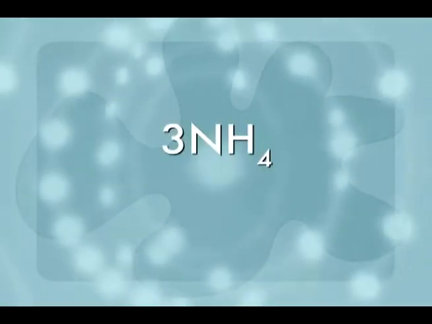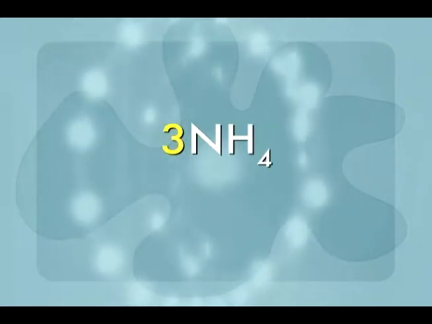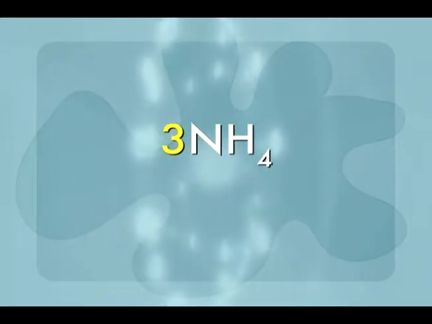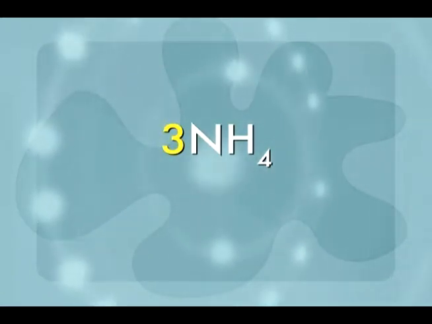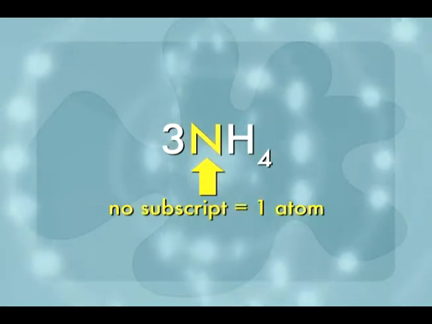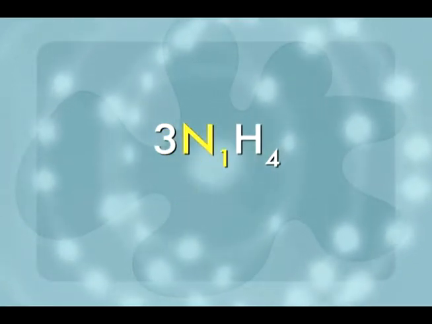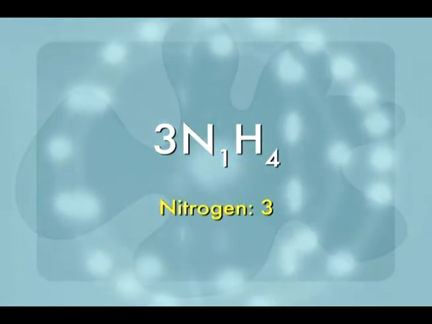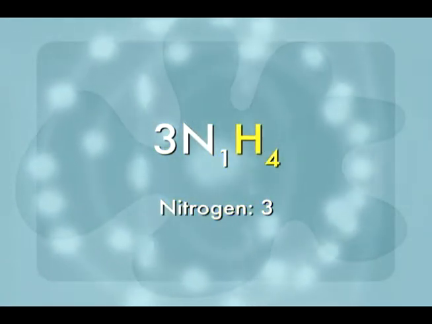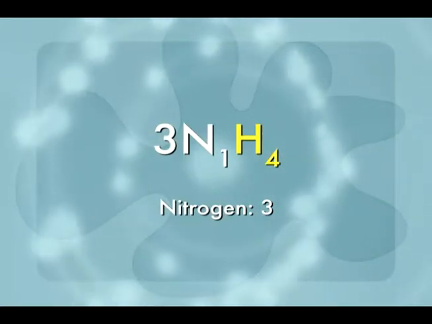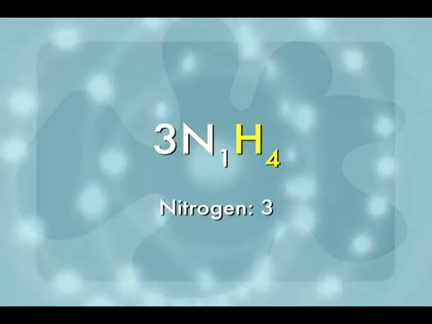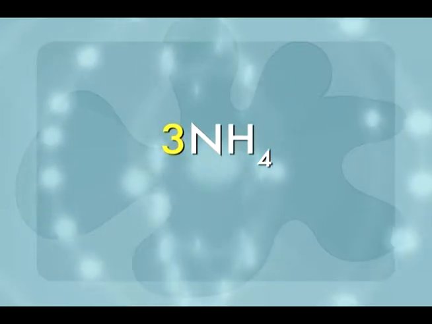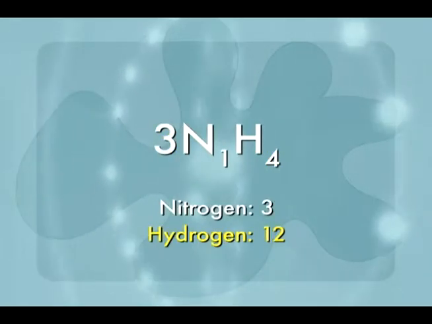Here we have 3 molecules of NH4. We know because of the 3 here in front. We also know there's 1 nitrogen atom in each molecule because there's no subscript after the N. You can even write in the 1 if you want to. We multiply that by 3 molecules to get 3 nitrogen atoms total. When we move on to the hydrogen, we see that there are 4 of them in each molecule. We multiply 4 hydrogen atoms from the subscript by 3 from the coefficient. That's 12 hydrogen atoms. Oh, and one more thing.